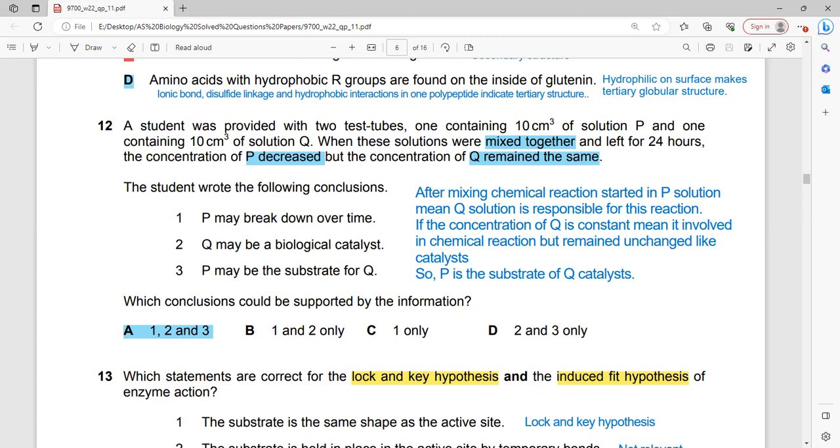According to this catalytic reaction, which statements are correct? P may break down over time. Yes, it's converting from one form to another, that's why it's decreasing. Q may be a biological catalyst. Yes, it is a biological catalyst because it remains the same. P may be a substrate for Q. So 1, 2, 3 are correct options related to catalytic action.